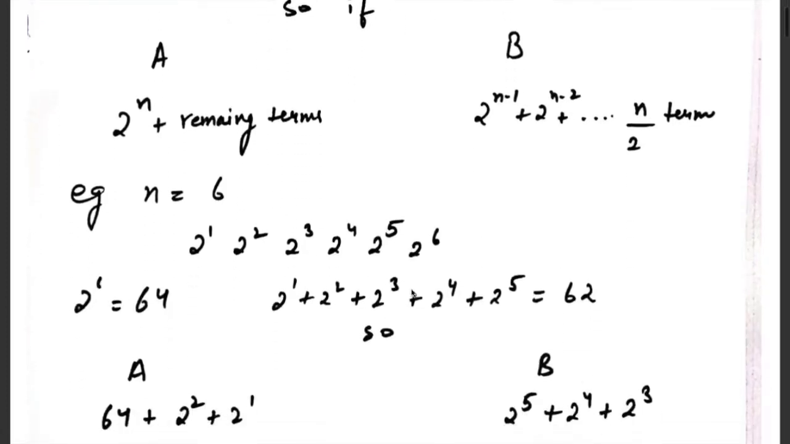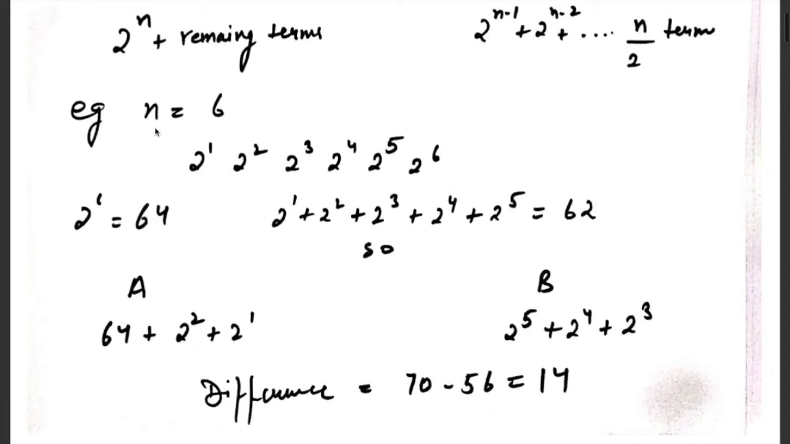Let's take an example to understand what's happening. If we take n equals 6, then our series will be like this, and we want to divide it into two equal parts. We give a 2 to the power 6, the greatest number in our list, that is 64. This is greater than the sum of the remaining powers of 2. If you add 2 to the power 1 up to 2 to the power 5, it is still 62, which is less than 2 to the power 6.